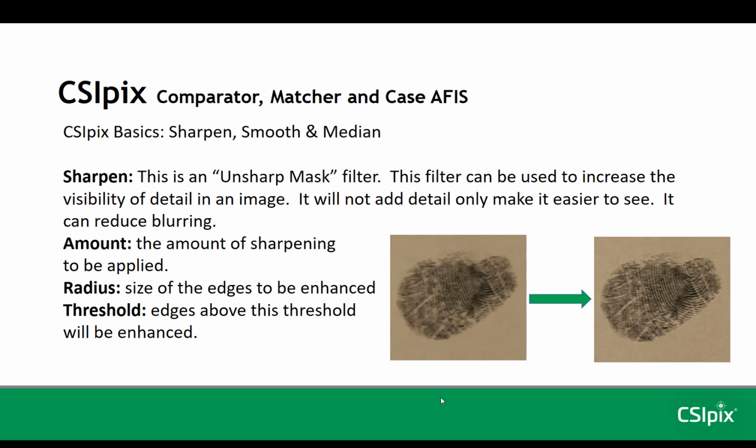There are three parameters that you can adjust with this filter: the amount, radius, and threshold. The amount controls the amount of sharpening to be added to the image. The radius controls the size of the edges to be enhanced. With the threshold, the edges above the threshold will be enhanced. So the lower the threshold, the more enhancement you get.